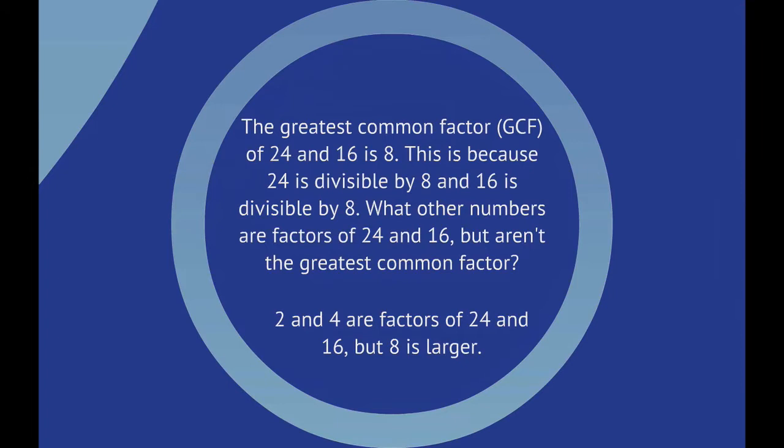This is because 24 is divisible by 8 and 16 is divisible by 8. What other numbers are factors of 24 and 16 but aren't the greatest common factor? 2 and 4 are factors of 24 and 16, but 8 is larger, and we're looking for the greatest common factor.